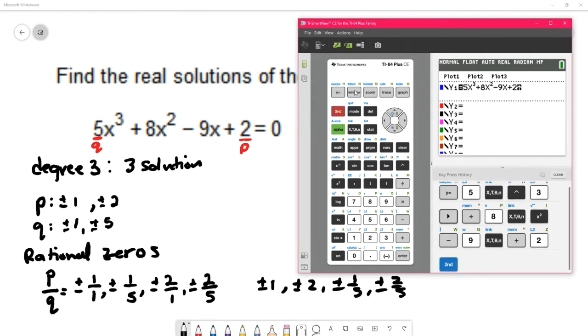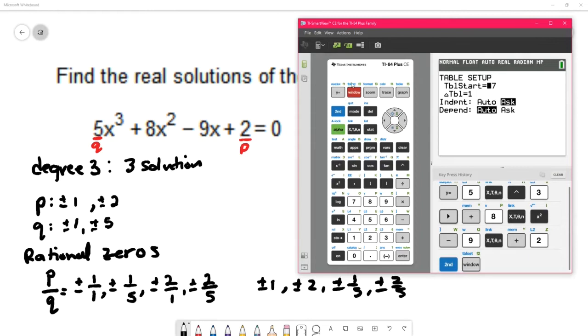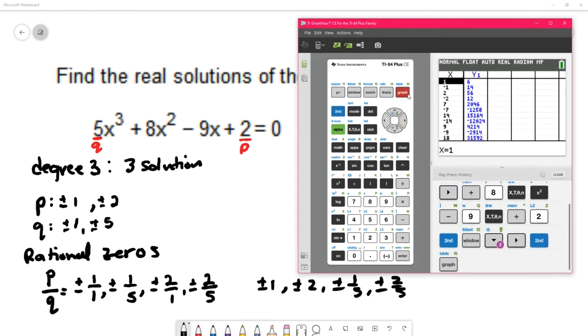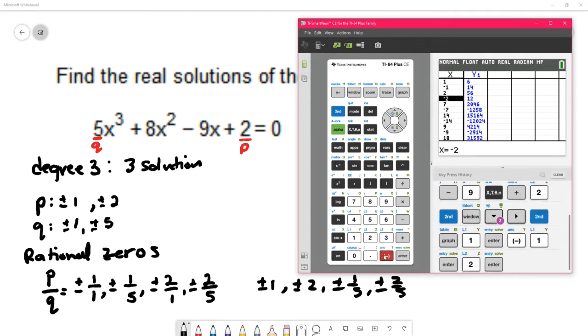So if I go to the table settings, that's second window to the table settings, I want to make sure that my calculator is in ask mode. And then I'll go to the table and I'm going to select these values. That's 1 and -1, 2 and -2, 1/5 and -1/5, and 2/5 and -2/5.